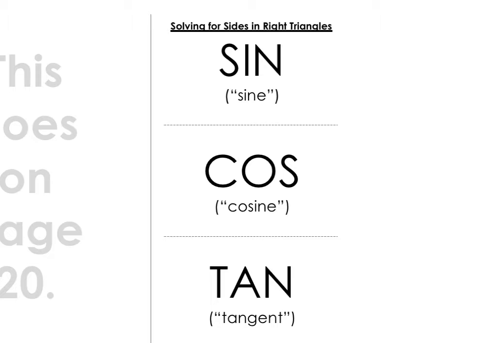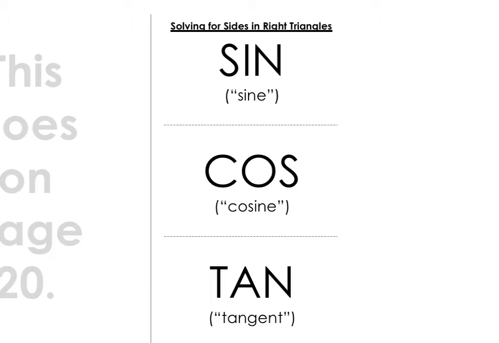The three ratios we set up were opposite over hypotenuse, adjacent over hypotenuse, and opposite over adjacent. Today you're going to learn the names of each of those ratios. The first one we're going to talk about is sine, and the sine ratio is the opposite side over the hypotenuse. Remember, trig is a relationship between angles and sides. When we take the sine of a particular angle, it's equal to the opposite over the hypotenuse.